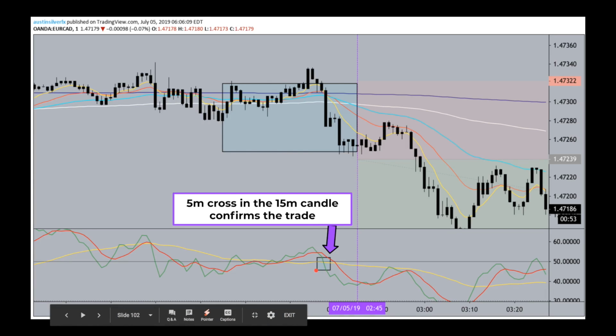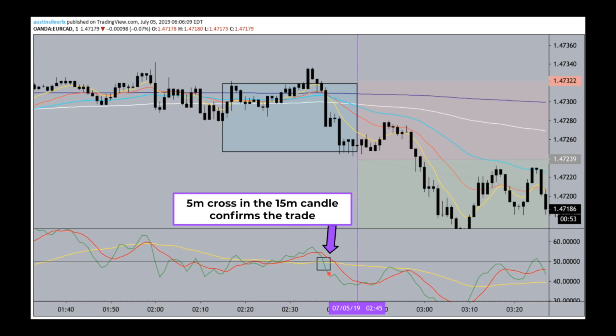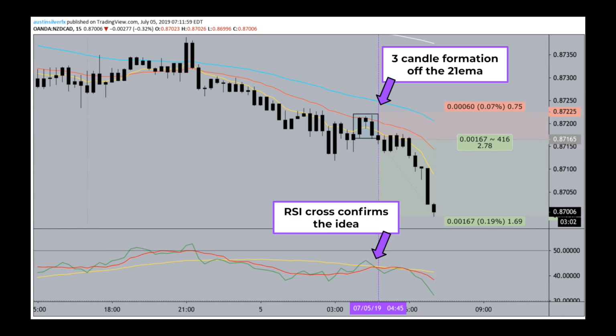So you see the 1 minute cross within your candle. You see it's a nice strong bar there on the 1 minute when you get that cross. You wait for the 15-minute candle to close, and then you take your entry. Having the 1 minute or 5 minute cross confirms the 15-minute formation.